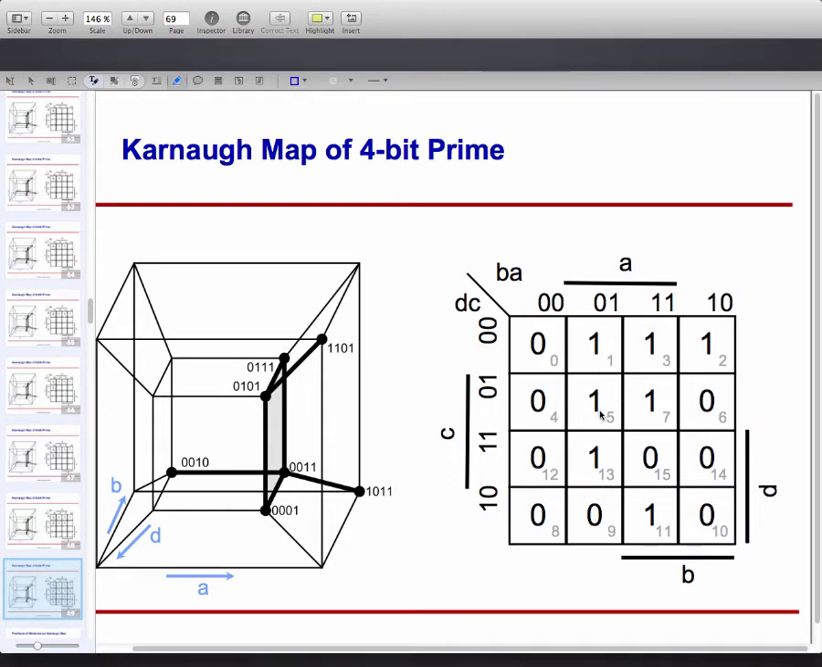So whenever we were merging edges, now in this table it becomes merging ones which are neighboring to each other, but neighboring here also means you should be willing to wrap around. So, for example, this one and this one are neighbors because I'm wrapping around the top to bottom.